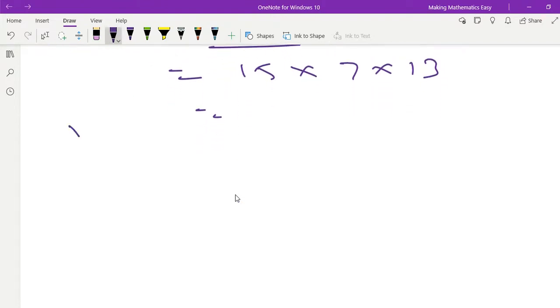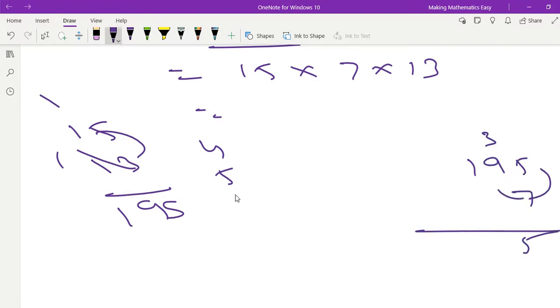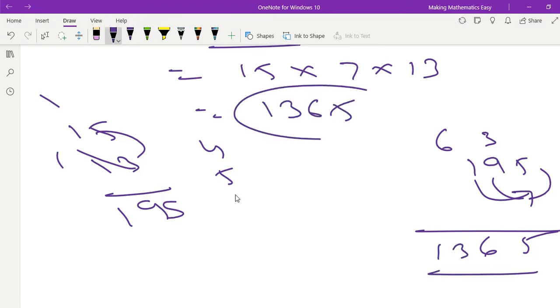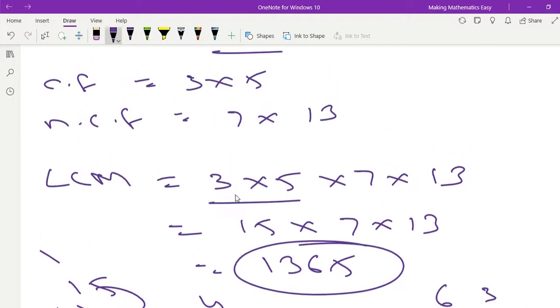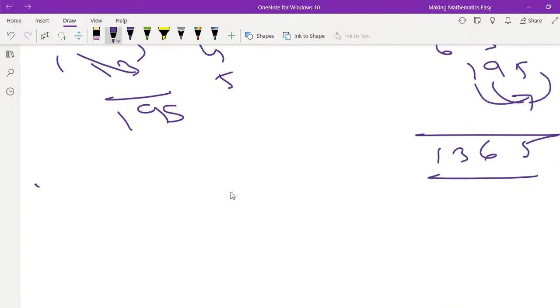So let us multiply 15 and 13 first. 5 3s are 15. Correct? 5 3s are 15. 3 1s are 3, 5 1s are 5. This will be 9. This will be 1. So 195 multiplied by 7. 7 5s is 35, 9 7s are 63, 66, 7 1s are 7, 13. Correct? So this will be 1365. So your LCM for 105 and 195 is 1365.